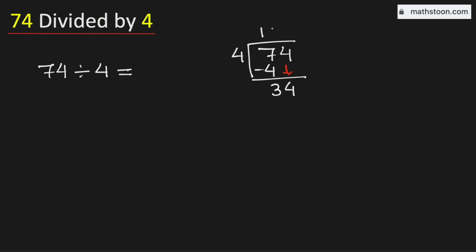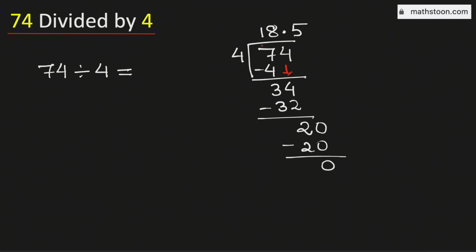Now 4 times 8 is 32. Subtract, we get 2. Again 2 is less than 4, but we have no number to bring down here. So in this case, we will put a decimal here so that we can borrow 10. Now 4 times 5 is 20. Subtract, we get a 0. As we have got the number 0, so we will stop.